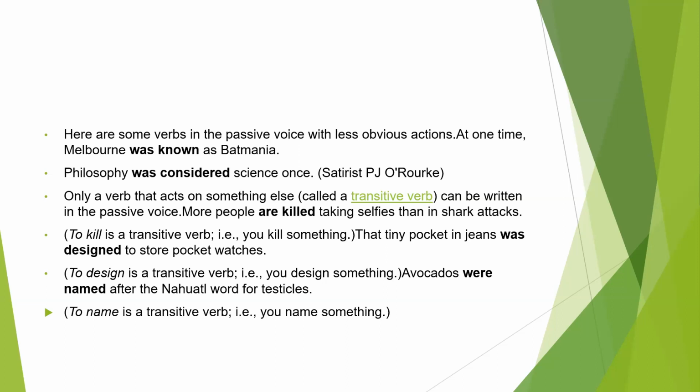Here are some verbs in the passive voice with less obvious actions. At one time, Melbourne was known as Batmania. Philosophy was once considered a science. Only a verb that acts on something else can be written in the passive voice. More people are killed taking selfies than in shark attacks. To kill is a transitive verb, that is, you kill something. So a transitive verb has some object. There are some verbs which do not have any object and you cannot change the voice of those.